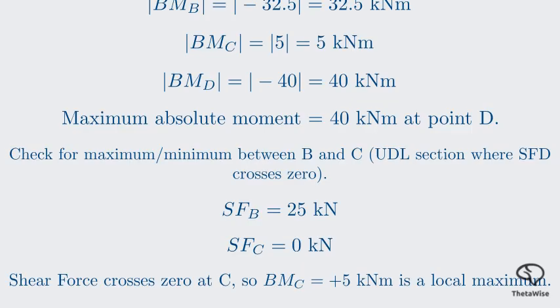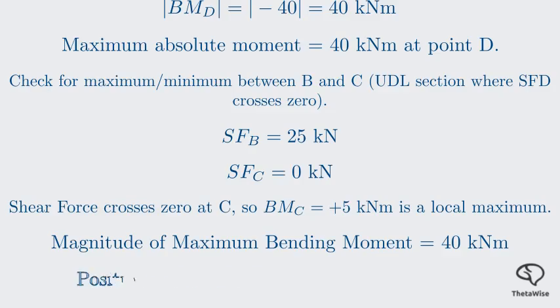The memo, on the other hand, gives a maximum bending moment of 40 kilonewton meters, sagging, at point D. However, it defines hogging moments as negative and sagging moments as positive. Our calculation of BM at D is 40 kN, which is a hogging moment, not a sagging moment. This indicates another inconsistency in the memo. Based on our consistent calculations, the maximum absolute bending moment is 40 kilonewton meters, and it occurs at the support D, which is at 7 meters from the left end.